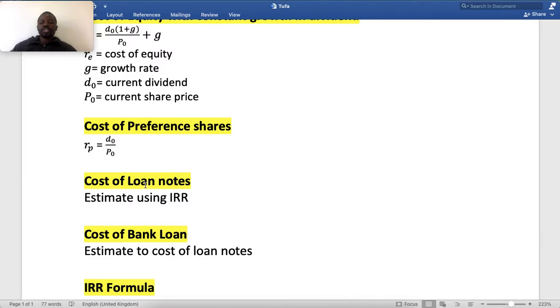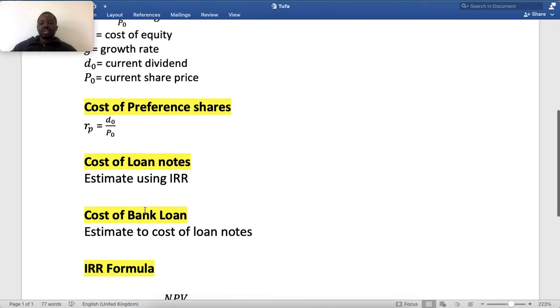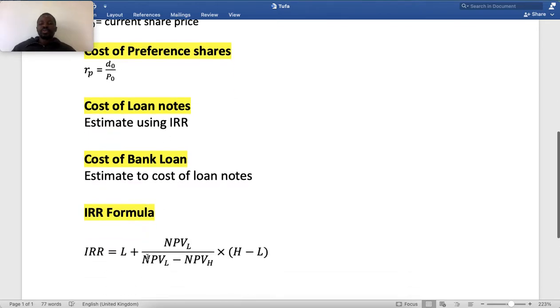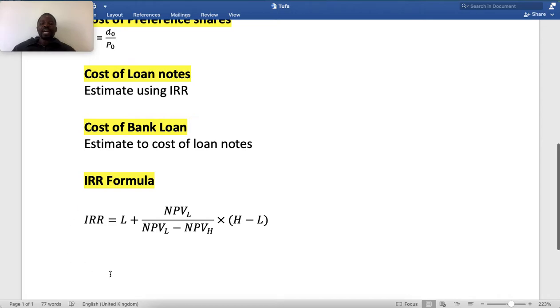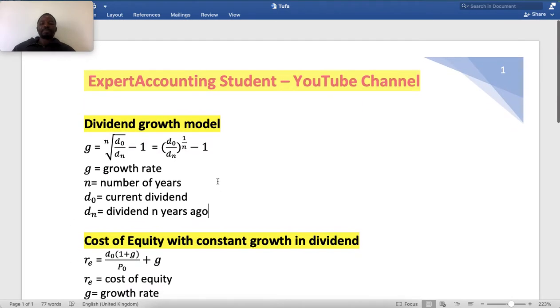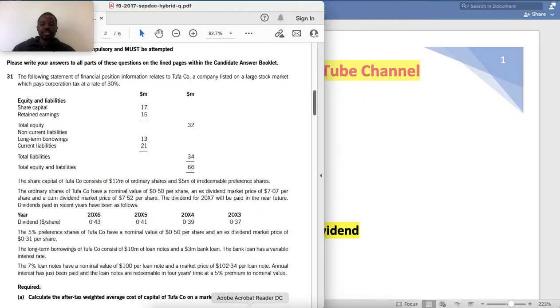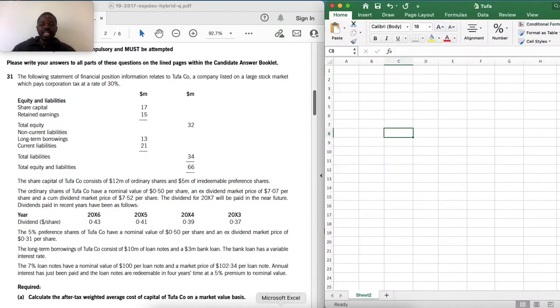We'll also do the cost of loan notes, where we'll use the IRR formula. The cost of a bank loan, we'll use the same approach as the loan notes. We'll also use the IRR formula. Make sure you know this formula. Now let's go back to the question and answer it together, as I assume that you read the question and now you are ready to answer it.